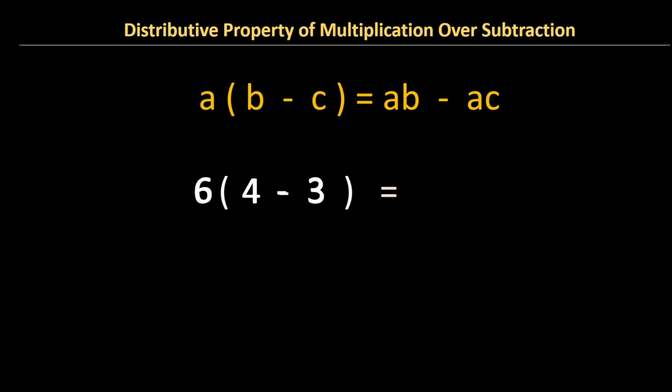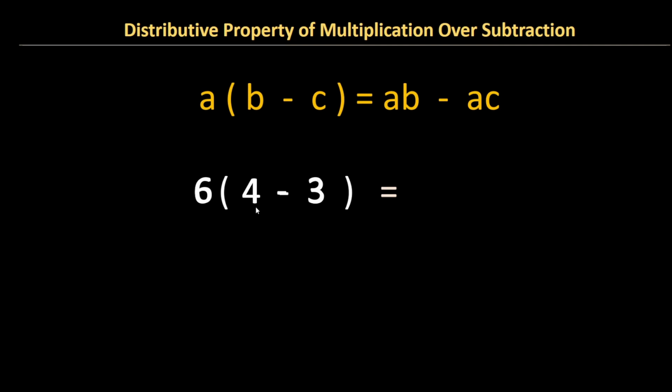Now let's look into the distributive property of multiplication over subtraction. This is almost the same as addition, except for the inner terms we do subtraction. Let's look into it. Here in our example, 4 and 3 are the inner terms and 6 is the outer term.